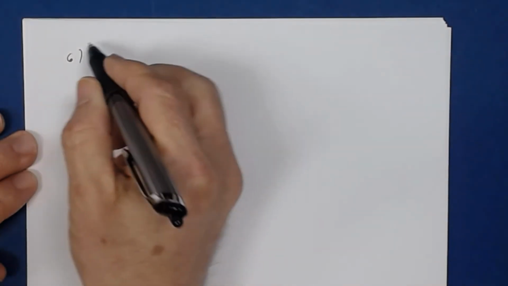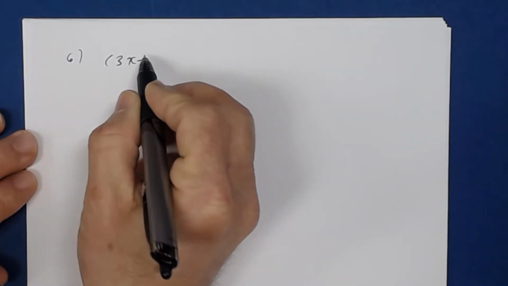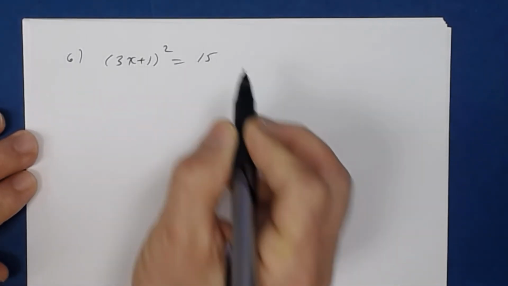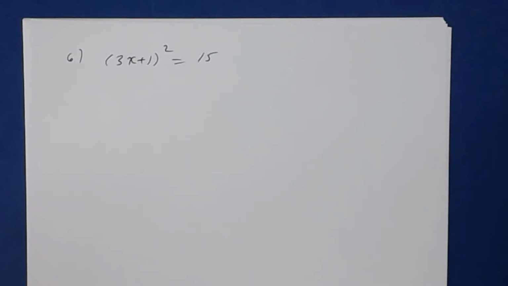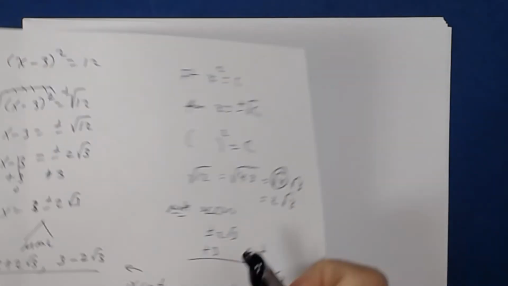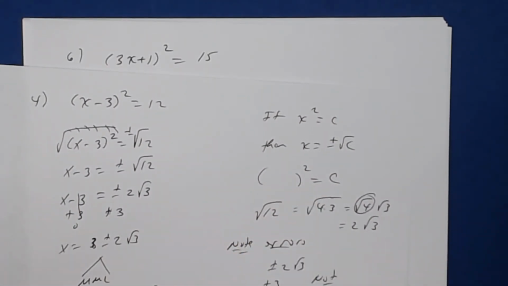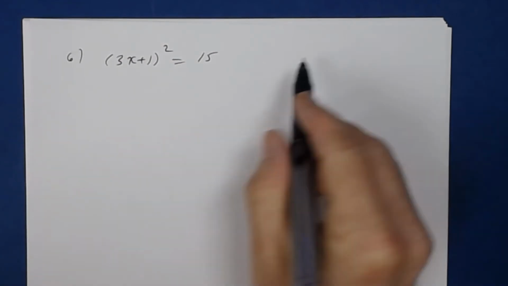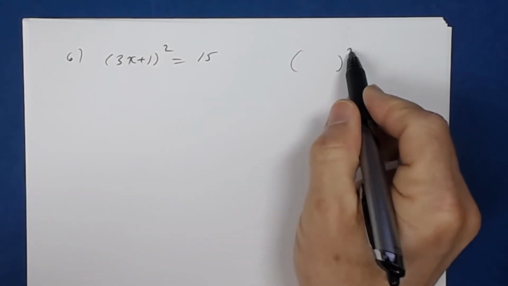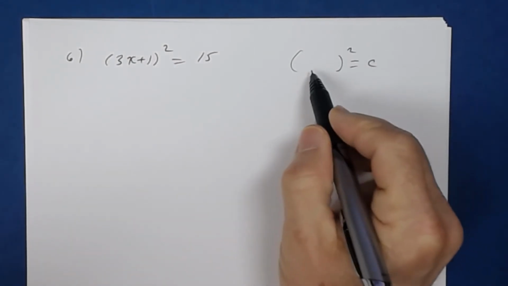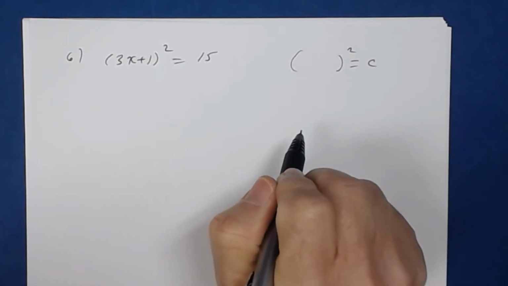Suppose number 6, we had this. We had 3x plus 1 squared equal 15. So 3x plus 1 squared equal 15. Okay. So I already have it in that form, don't I? Where I have something squared equal a number. So always think like this. You need to ask yourself, if I'm going to use the square root property, I need it to look like this. Something squared equal a constant. And I have that here.